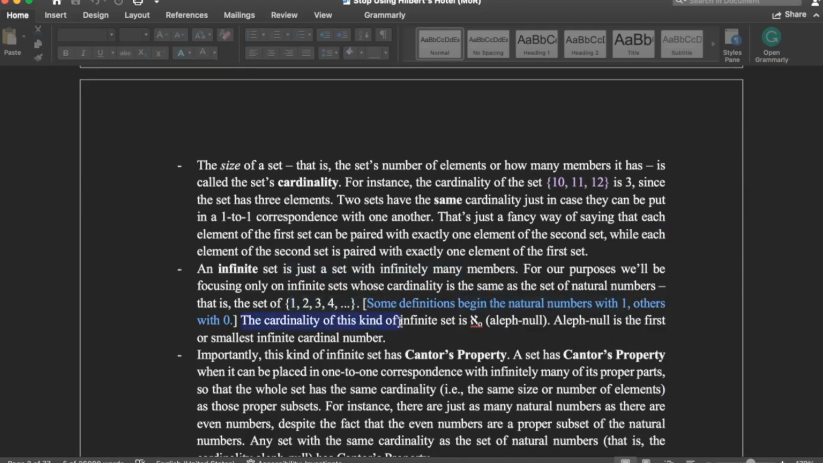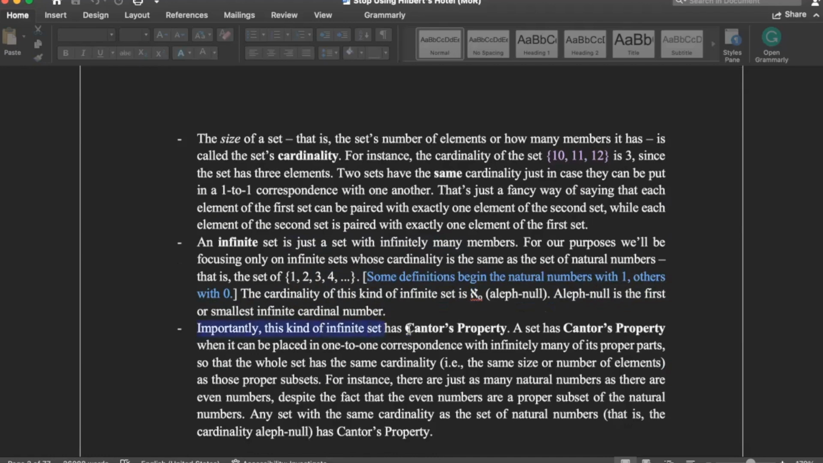Now, the cardinality of this kind of infinite set is Aleph null, and that's a little Aleph. Some people pronounce it differently, but I'm going with Aleph, and then the little subscript 0. Sometimes, because I was lazy, I didn't put it as a subscript, but yeah, it's Aleph null, or Aleph naught, etc. Aleph null is the first or smallest infinite cardinal number. So you actually can have larger, and we do have larger infinite cardinal numbers. You have Aleph 1, Aleph 2, Aleph 3, Aleph 4, and so on ad infinitum, indeed.